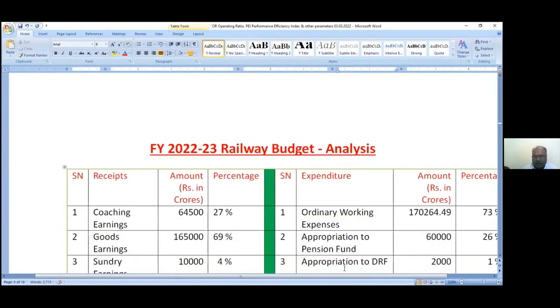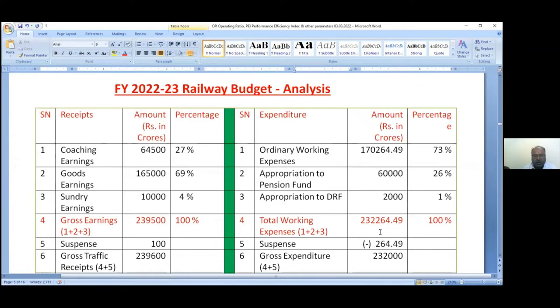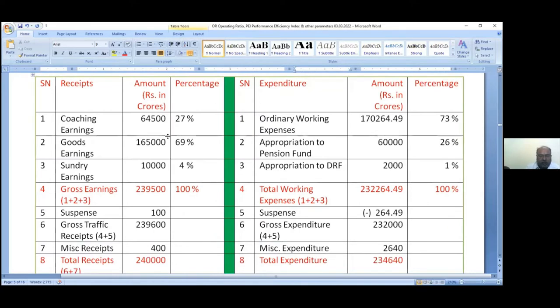Now we'll check the current year. Are you able to see the latest budget estimates? This is 2022-23, commencing from April 1st, 2022. Please check. Here also I calculated this operating ratio. What are coaching earnings? If you have a calculator, please calculate. 64,500 crores. What are goods earnings? 1,65,000 crores. I extracted these figures from the budget document. And sundry earnings are 10,000 crores. The total gross earnings is 1 plus 2 plus 3. What is the amount? 2,39,500 crores.